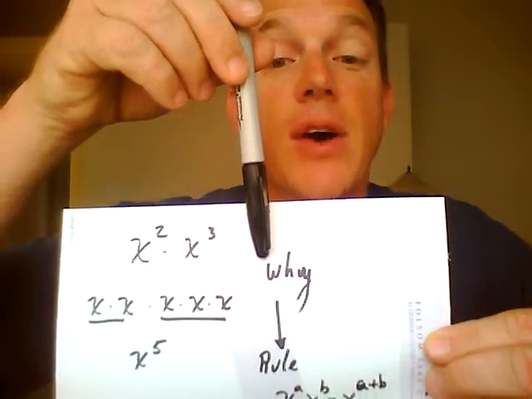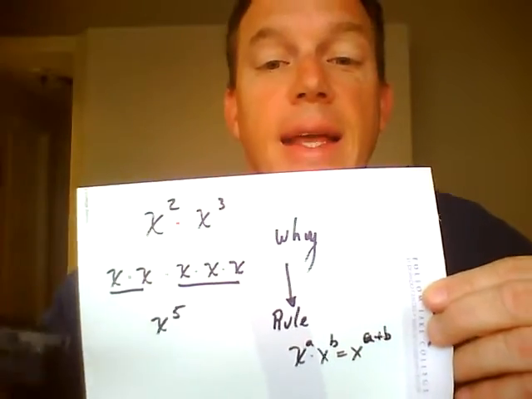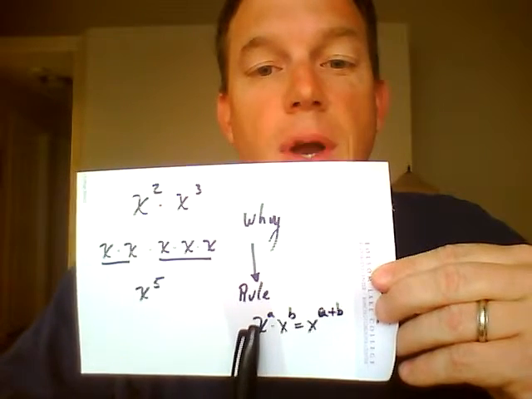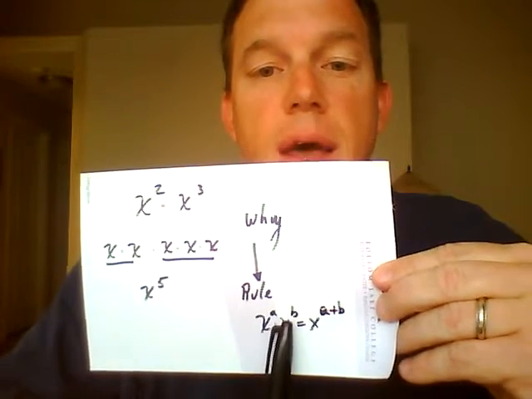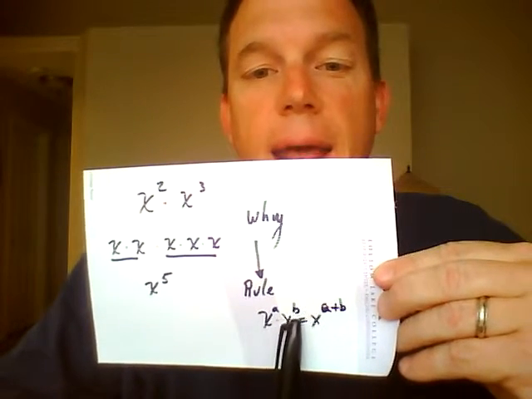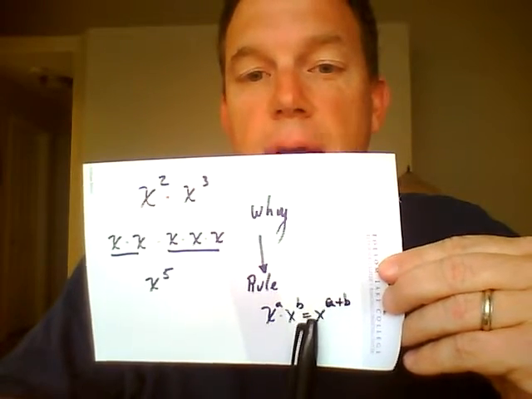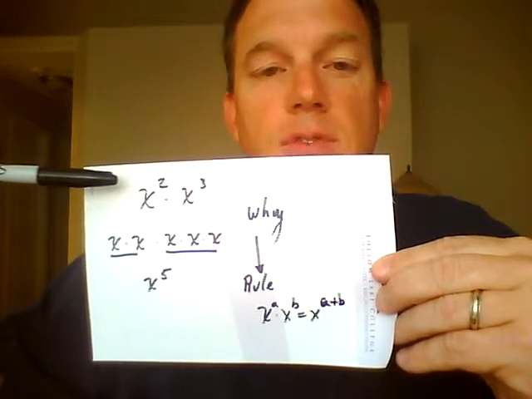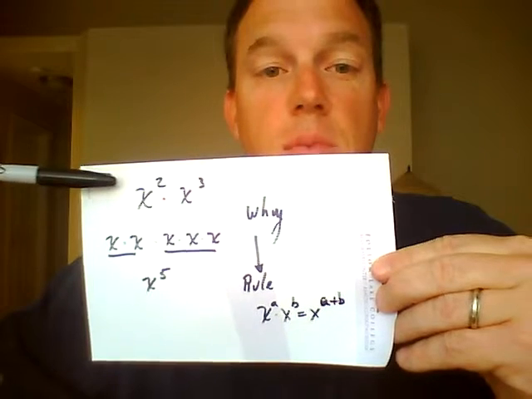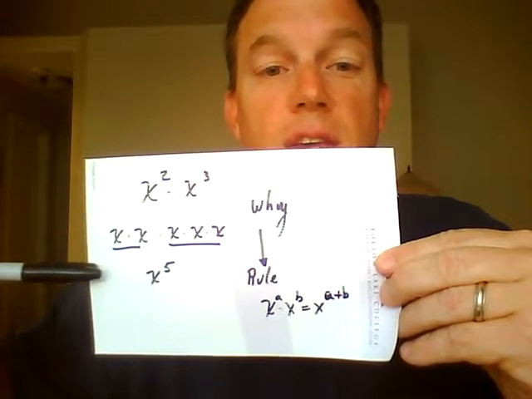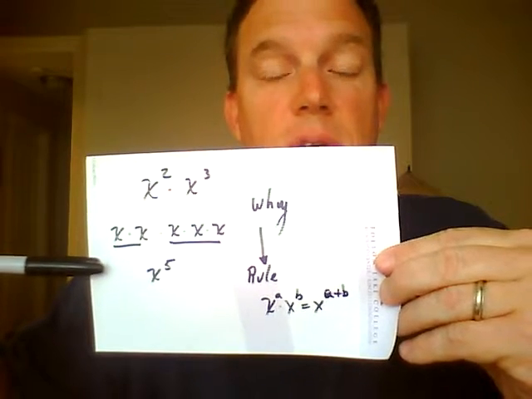I'll get better. Okay, now the rule says that anytime you are going to take x to some number, that's a x's, and then that's b x's, and we're multiplying, we can write that as x to the a plus b. So this problem that we did over here, x squared times x cubed, we can simply add the 2 plus the 3 to say, you know what, we have a total of 5 x's.